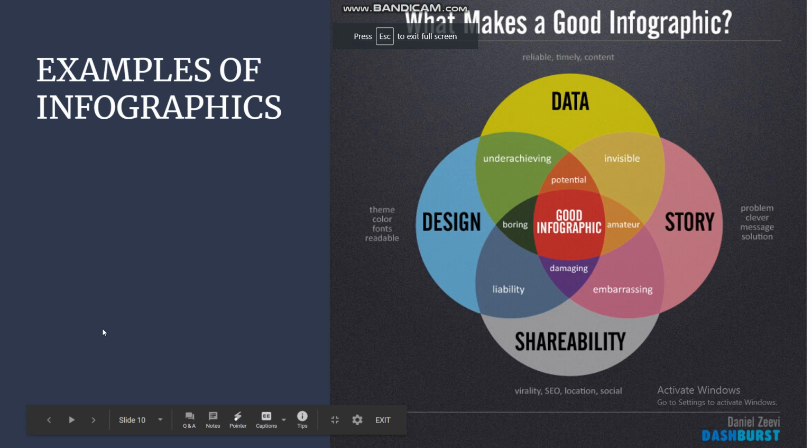All right, so here is part 2 of the lecture explaining this to you. So here are some examples of infographics. This one's actually really cool because it's an infographic on what makes a good infographic.